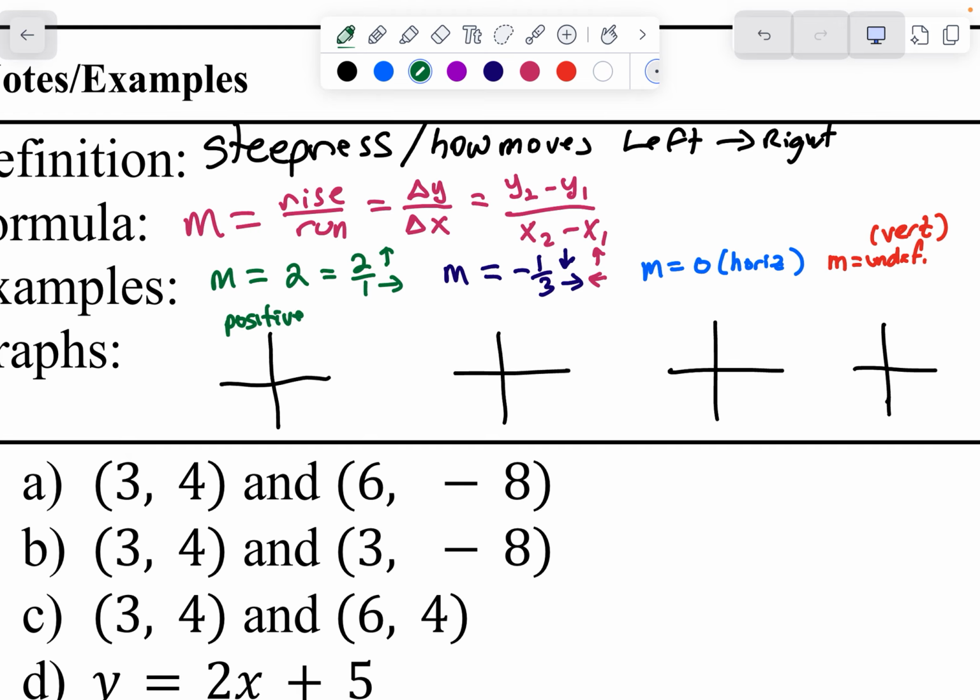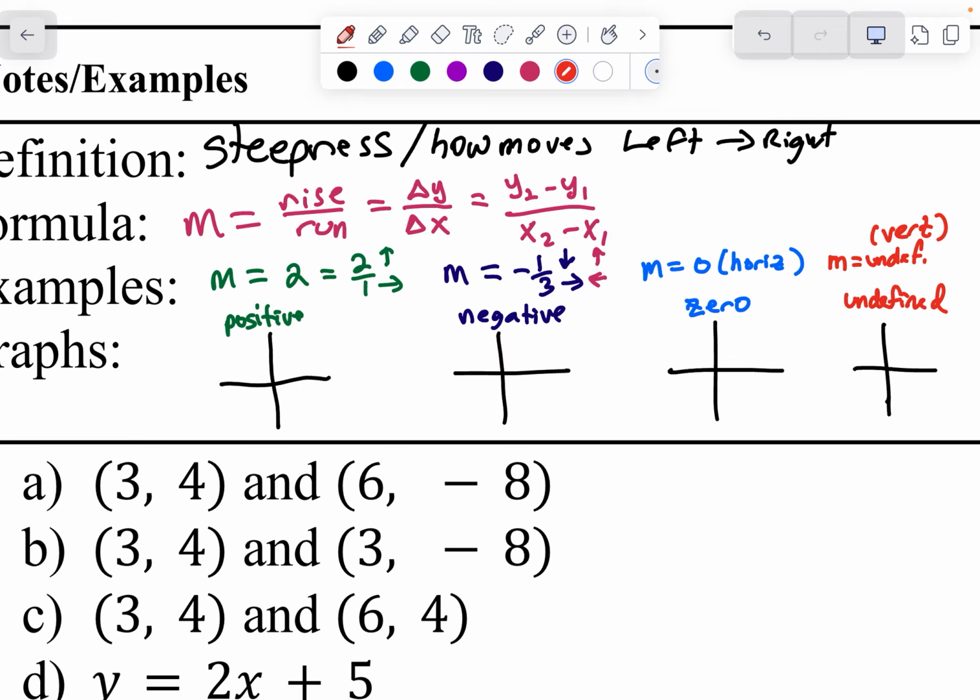So we're going to look at what a positive slope means, what a negative slope means, what a zero slope is, and what an undefined slope is. We should be able to stare at a line without doing any math at all and determine if the slope is positive, negative, 0, or undefined.